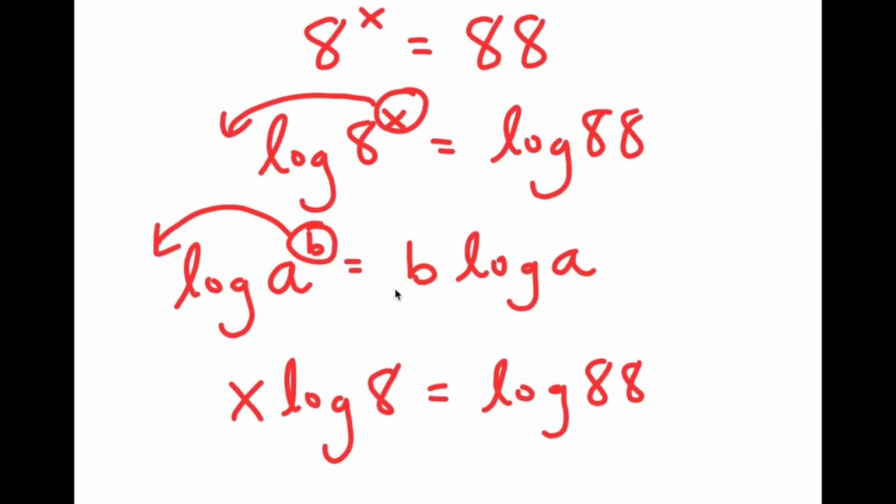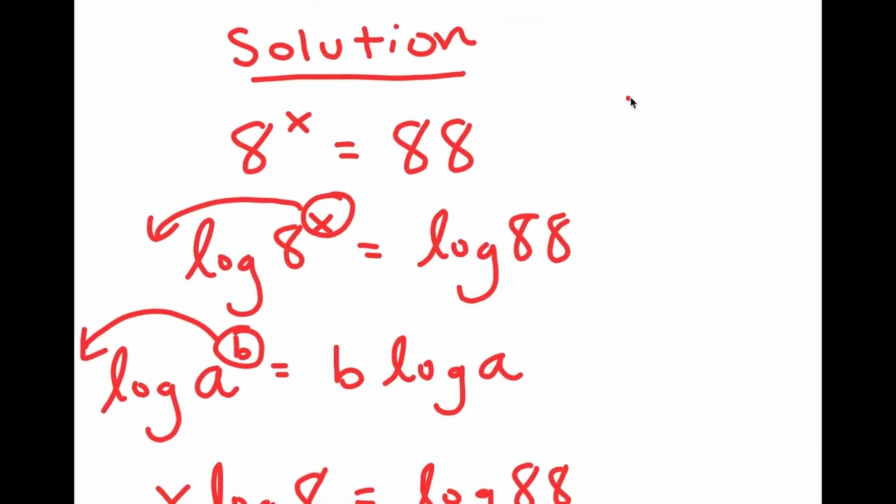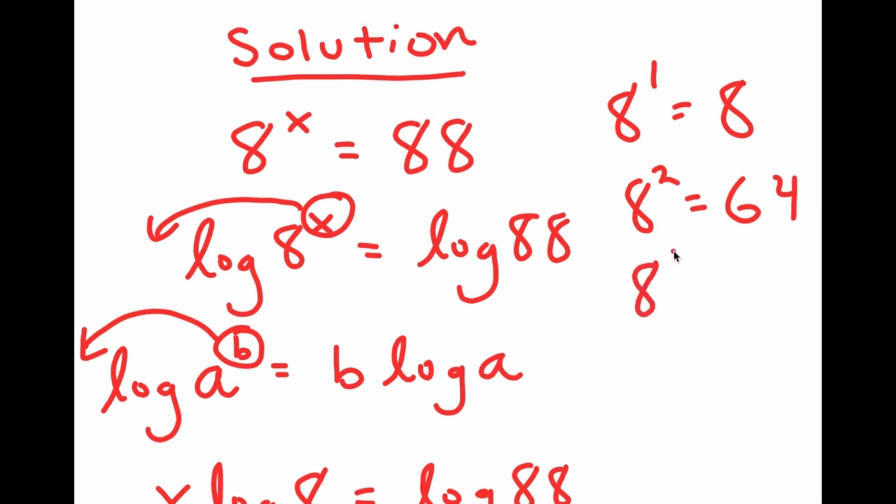And the reason this property is so useful is because before, x was an exponent. For our equation, if x is 1, I get 8. If x is 2, I get 64. And if x is 3, I get 64 times 8, which is 512. And we want to find what value of x results in 88, which is somewhere in between 2 and 3, but we don't know exactly where because it's going to be a decimal.